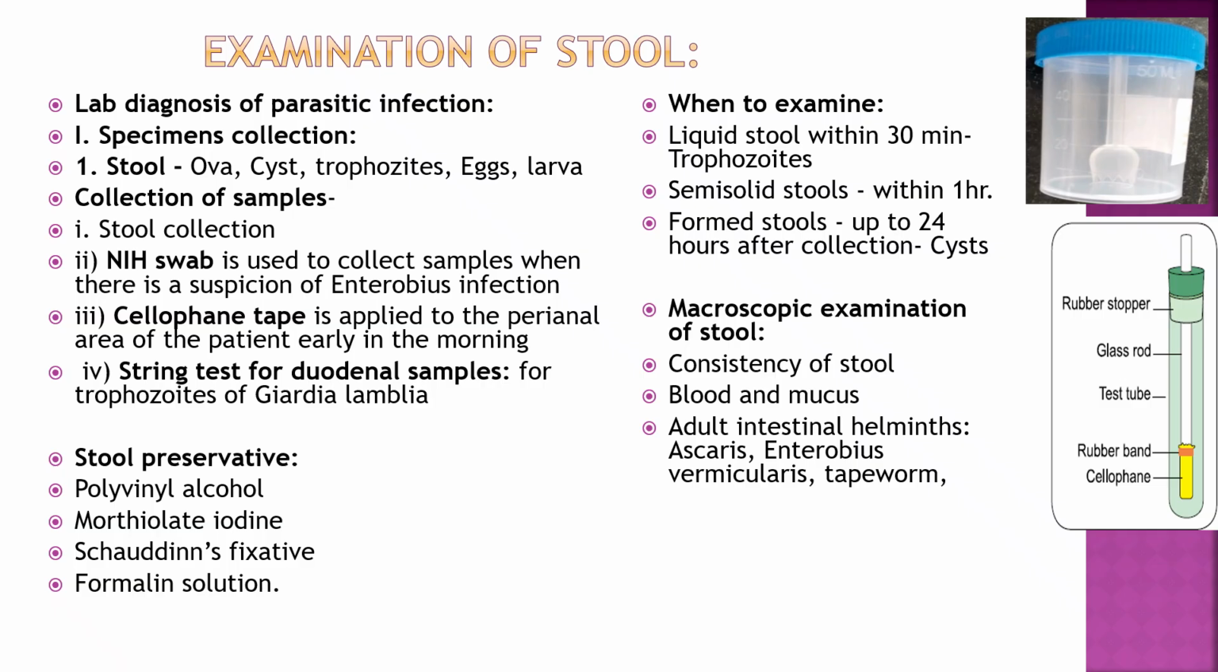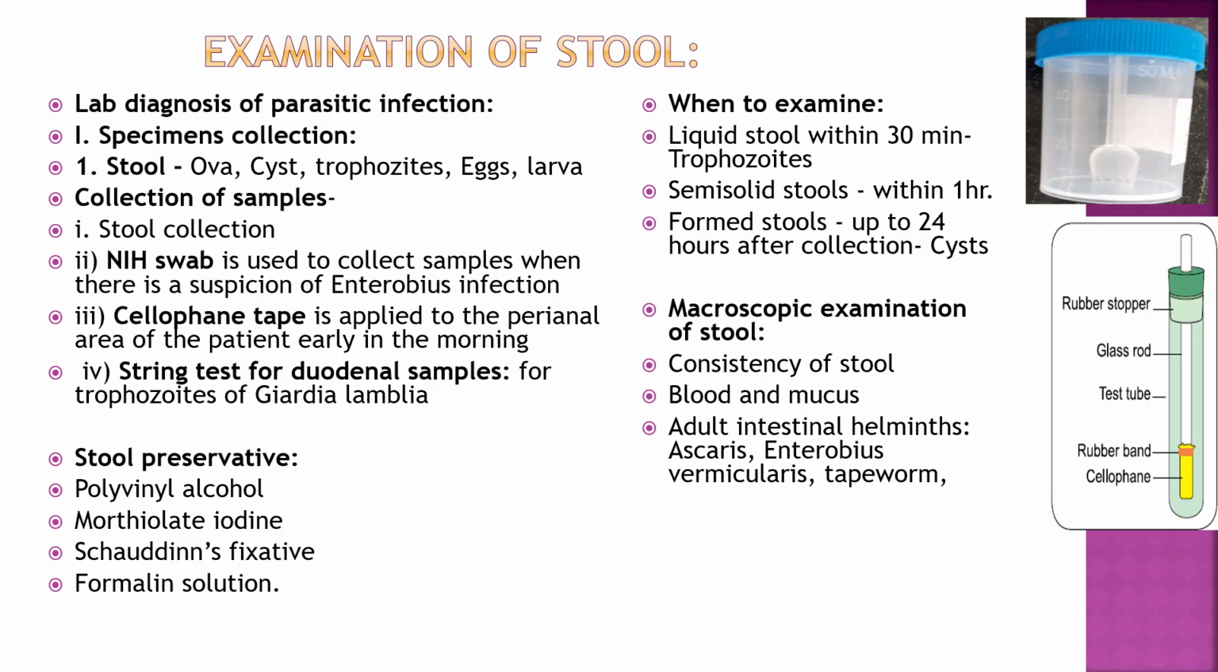For lab diagnosis of parasitic infection, the specimen is stool, and it is done for detection of ova, cysts, trophozoites, eggs, and larvae of the parasites. Collection of sample is done by direct stool examination, or other samples can be an NIH swab, that is National Institute of Health swab, used to collect samples from the perianal area in Enterobius infection.